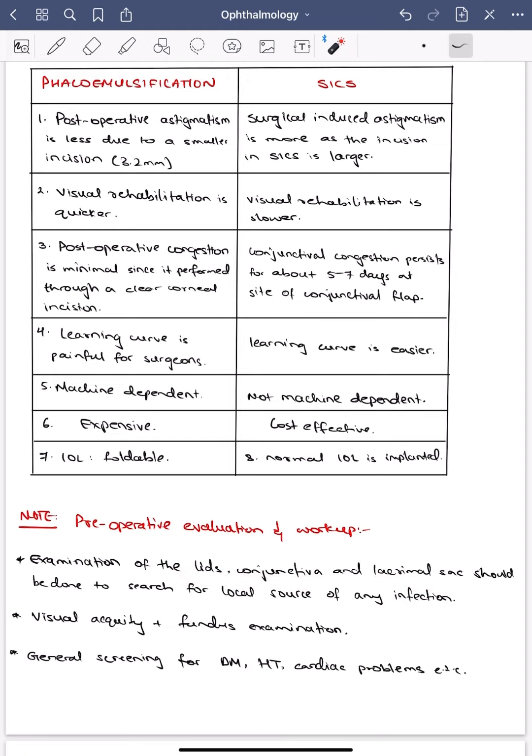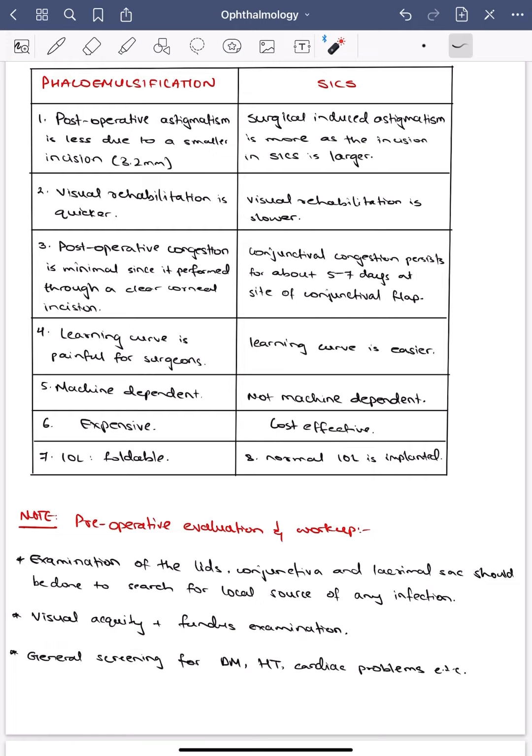So as to search for any local source of any infection. Okay, so before the surgery we have to rule out the presence of any infection so that we can reduce the chance of the occurrence of endophthalmitis. Next, visual acuity and fundal examination is done.